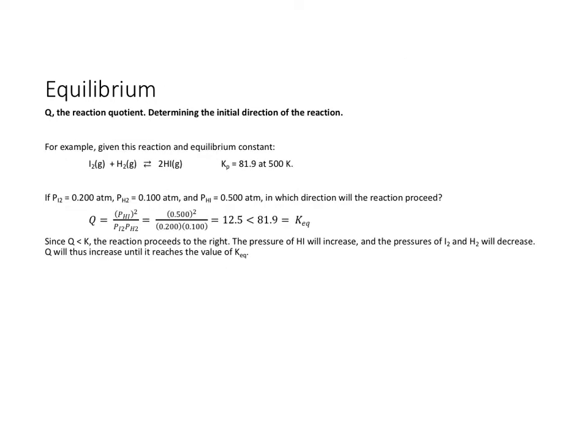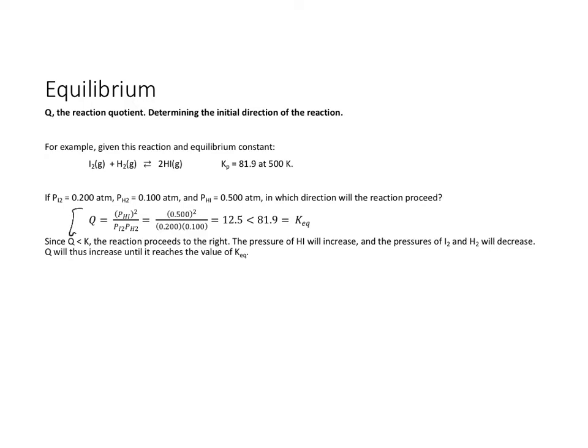Let's look at an example. Let's go back one more time to our equilibrium between H2 and I2 to make 2HI. Now at 500 degrees Kelvin, this has a Kp value of 81.9. The question then asks, if I begin with 0.2 atmospheres of I2, 0.1 atmospheres of H2, and 0.5 atmospheres of HI, in which direction will this reaction proceed? Will it go to the right to make more products, HI, or will it go to the left to yield more reactants so that the pressures of I2 and H2 would increase?